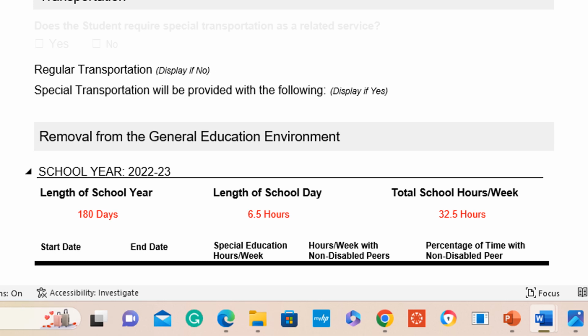And then, again, removal from the general education environment, which is the least restrictive environment, I may have skipped ahead. I apologize. And this is just the total hours a week. So the length of the school day, length of the school year, and total hours per week that the child is away from his or her peers. And this may be necessary.